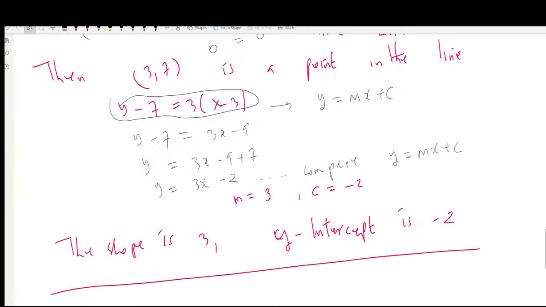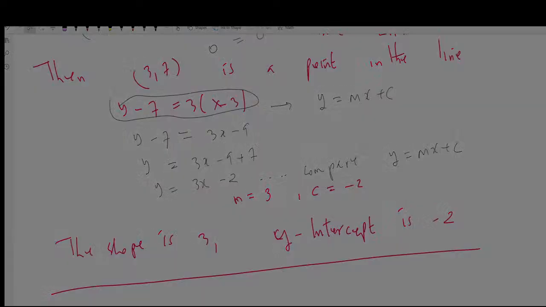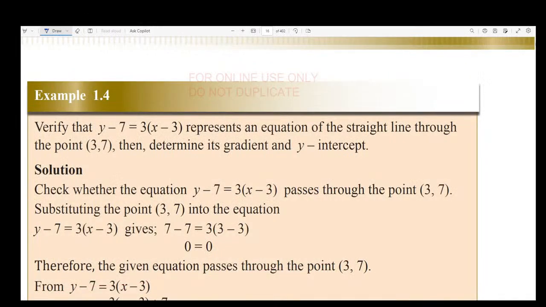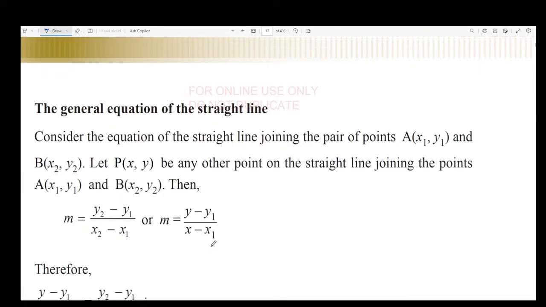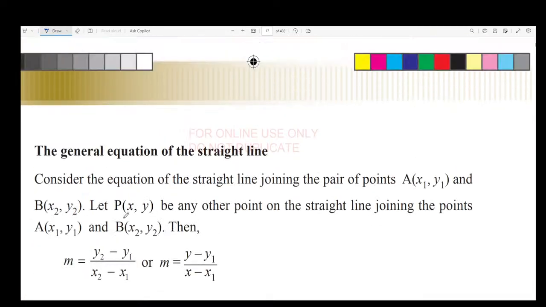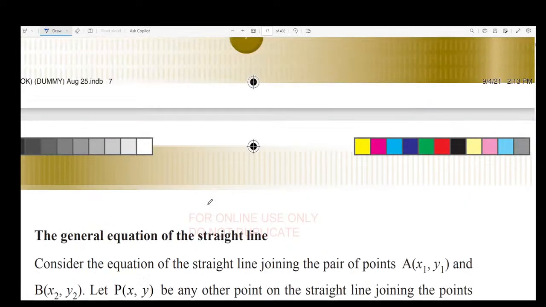So that is part of the discussion we can see from the equation of straight lines, dear students. In the coming session, we are going to go into some more details. We'll be checking the general equation of a straight line. I think for the time being, this is more than enough.